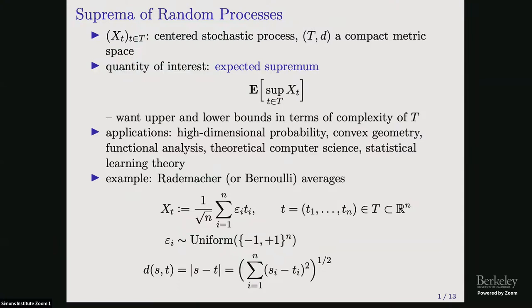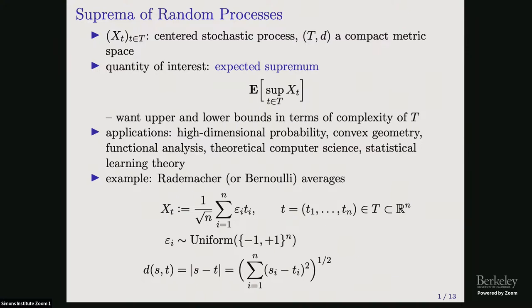So the topic here is suprema of random processes, which sounds very dry and probabilistic, and it is, but I'll explain briefly why learning theorists should care about this, or why information theorists should care about this. But the setting is like this. We have a stochastic process, X_t. Here T is some metric space, which I assume to be compact. The process is centered, so it's zero mean. And we're interested in upper bounding the expected supremum of X_t. And we want upper and lower bounds in terms of some measures of complexity of T.